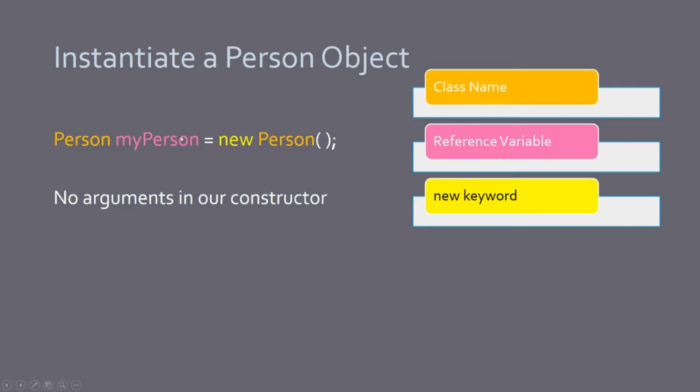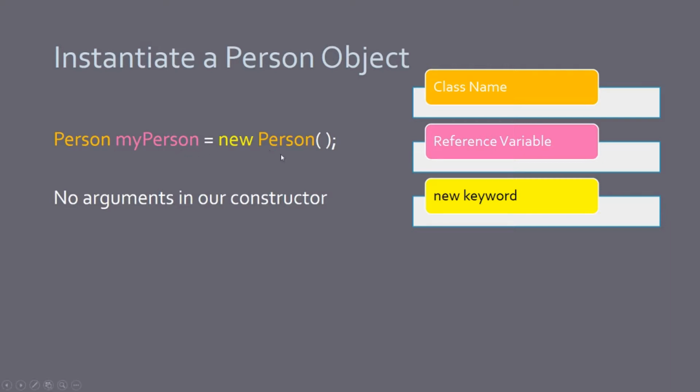Our class name is required. It has to match. Our reference variable name is how we will refer to, again, this instance of our class, and then the new keyword is required to create a new instance. All of this together is called instantiating, and instantiating means I've created an instance of my object.